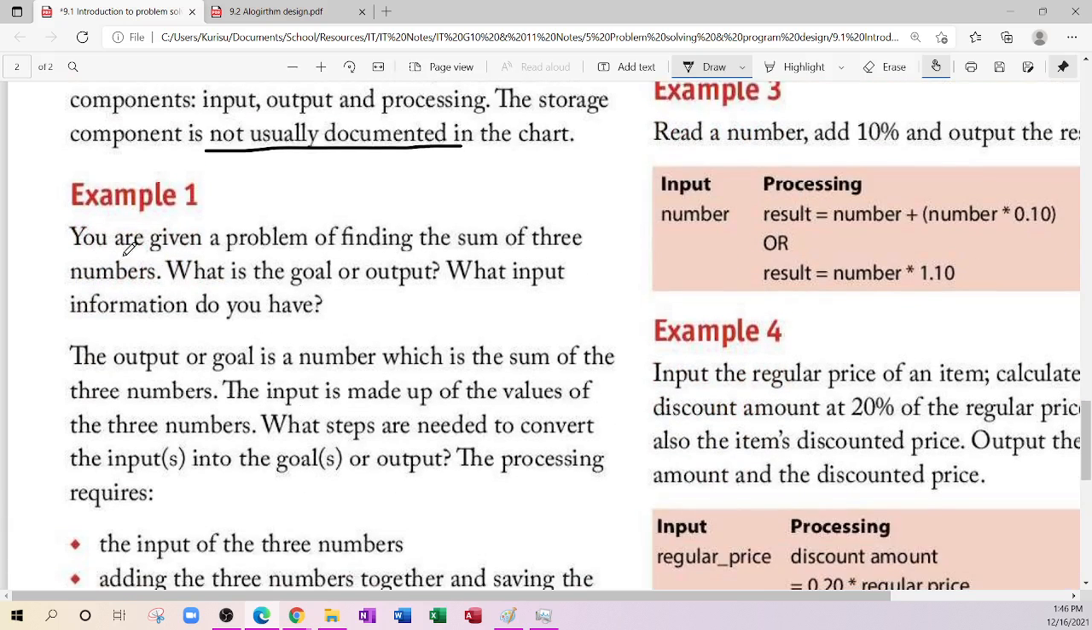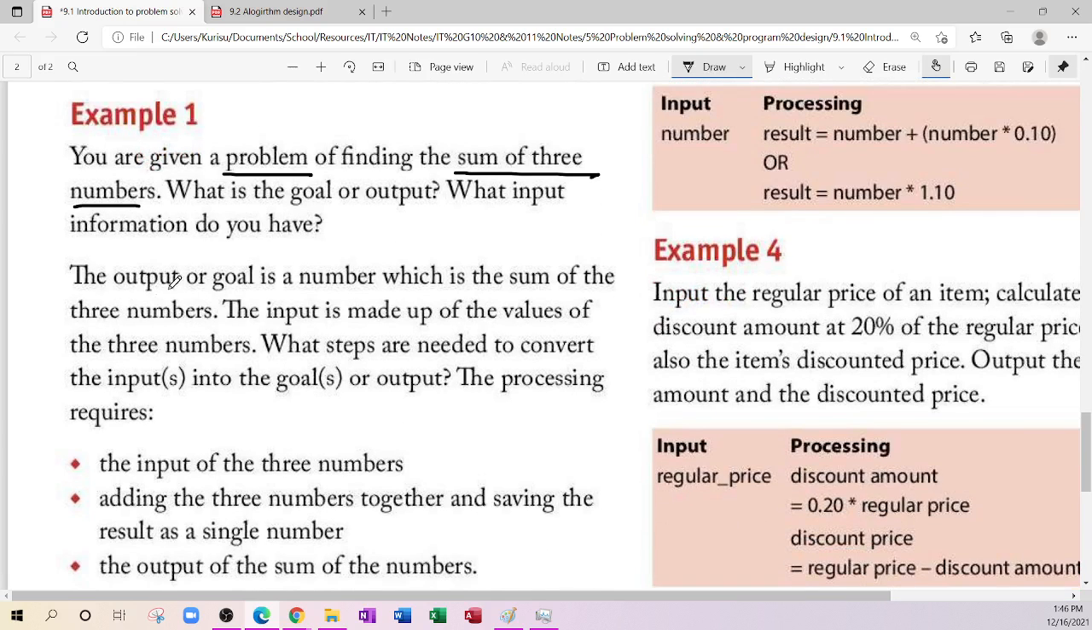Example 1. You're given a problem of finding the sum of three numbers. So the problem, you need the sum of three numbers. What is the goal or output? And what input information do you have? The output or goal is a number which is the sum of the three numbers. So what is my output? The sum of three numbers. The input is made up of the values of the three numbers. So input, values of the three numbers.